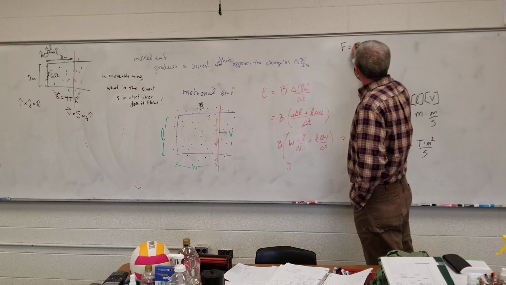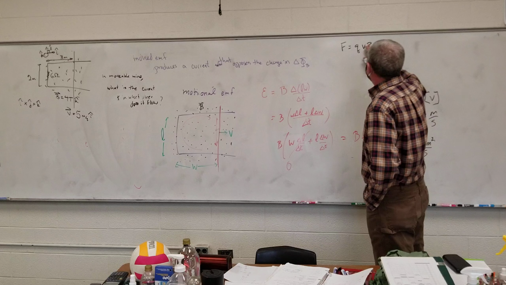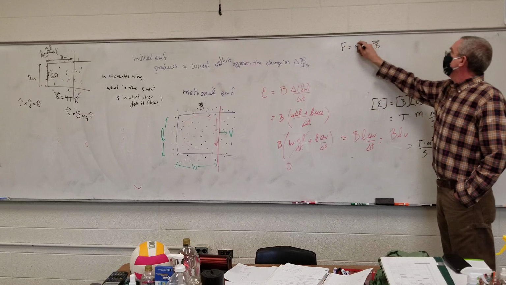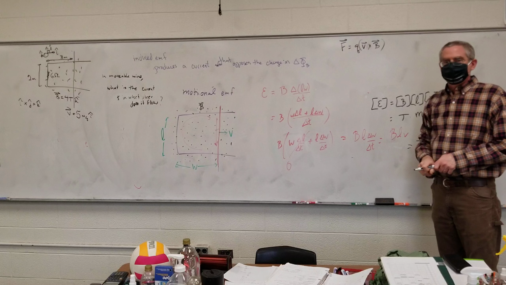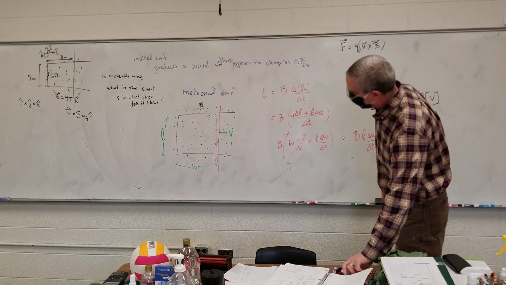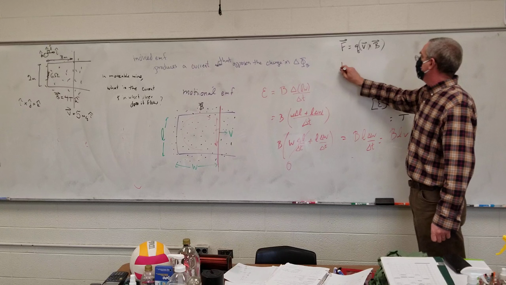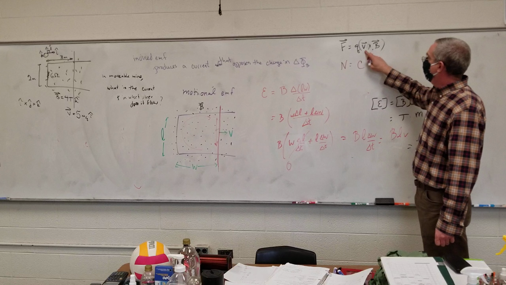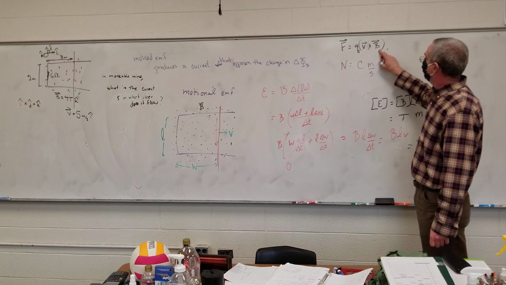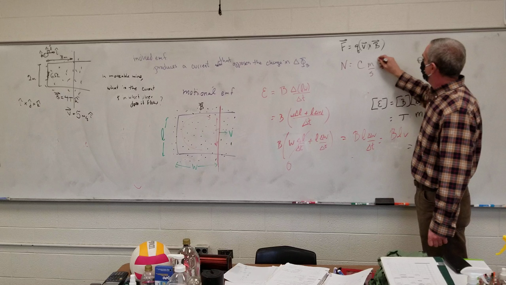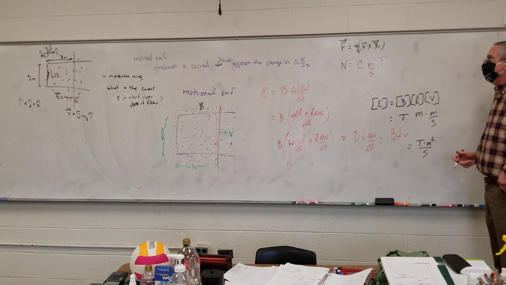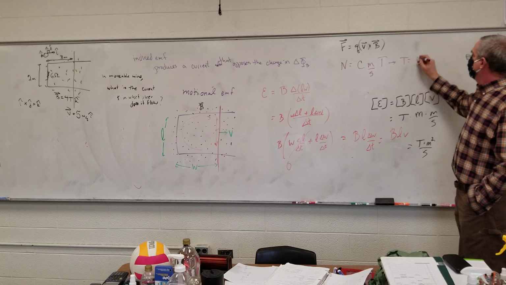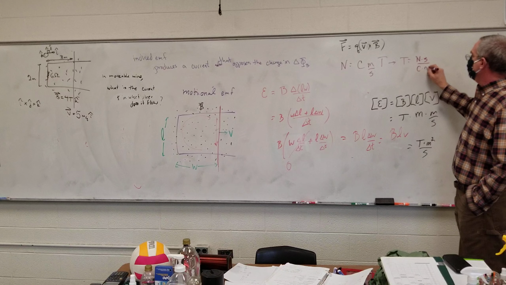I know that F is equal to QVB, technically V cross B. But since I'm only caring about units here, I'm going to drop the cross product. So the units here would be a Newton, units of charge, meters per second, and Tesla. So we can now narrow it down to Tesla. Tesla is a Newton second per Coulomb meter.